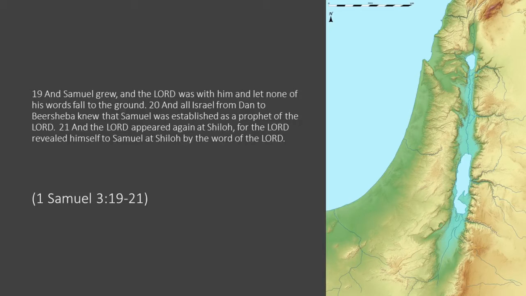Verse 21, and the Lord appeared again at Shiloh, for the Lord revealed himself to Samuel at Shiloh by the word of the Lord. At this point, it's interesting, Samuel will actually disappear for the next few chapters. He'll somewhat step aside. It's not clear why, but his absence is certainly noticeable. The nation continues to decline, as it has throughout the period of the Judges, and now it's going to come to a particular crisis. And here it is in chapter 4, verse 1.